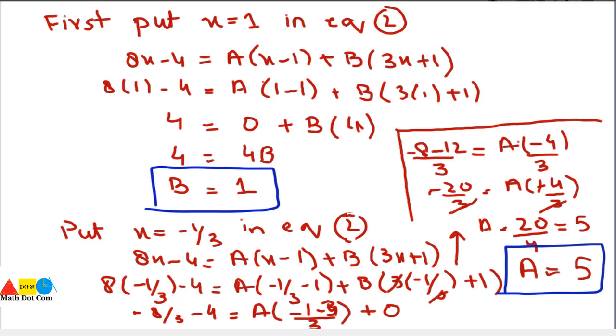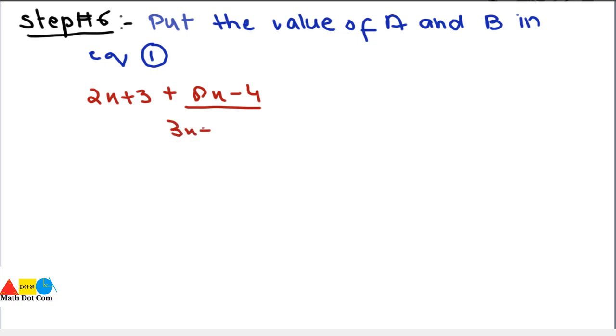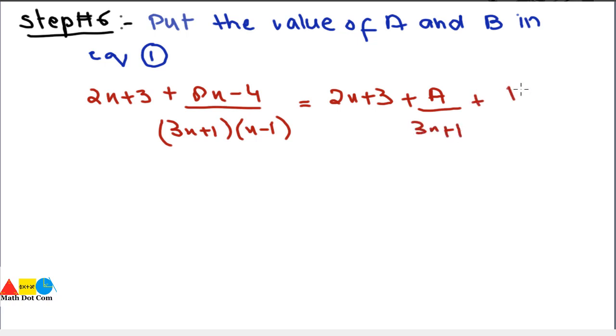So we have got the value of a and b in step number 5. Now the last step is you have to put the value of a and b in equation number 1. So step number 6 is put the value of a and b in equation 1 that we found in step number 3. So let's write down the equation as 2x plus 3 plus 8x minus 4 divided by 3x plus 1 and x minus 1. It was equal to 2x plus 3 plus a divided by 3x plus 1 plus b divided by x minus 1. So this was the equation.